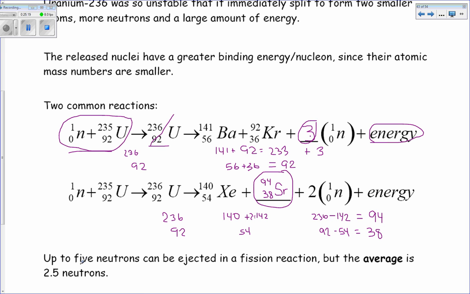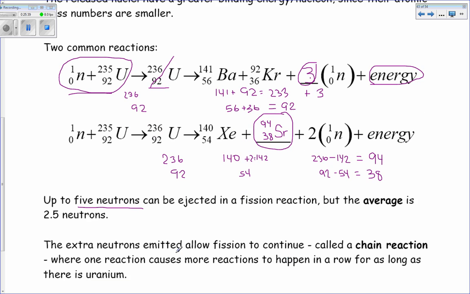And generally, in a fission reaction, you can have up to 5 neutrons ejected. Because notice that's what's happening here. You hit it with 1 neutron, it becomes uranium-236, it immediately breaks apart, and in this case we had 3 neutrons, in this case we had 2 neutrons. You can get up to 5. The average is 2.5 neutrons. And these extra neutrons allow fission to continue. It becomes sort of a chain reaction.